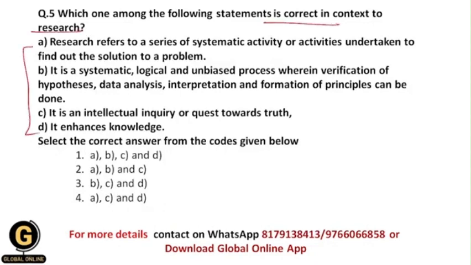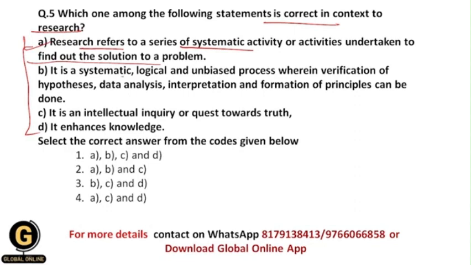So here we have given 4 statements which are relevant to research, and we are going to find out the correct statements which are relevant to research. So now let us see one by one these statements. Research refers to a series of systematic activities undertaken to find out the solution to a problem. So this is very easy, and we have seen a lot of times what exactly research is. So research is a systematic activity, because here we follow the scientific procedure and we do the research because we want the solution to our problem, and that's why the first statement is correct in context to research.